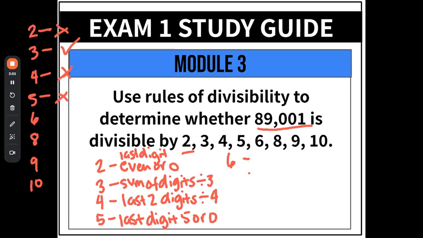What's the rule for 6? If the number is divisible by 2 and 3, then it's going to be divisible by 6. So let's write divisible by 2 and 3. What's good about this one is that we've already determined whether or not they're divisible by 2 and 3, and this one is also a no.